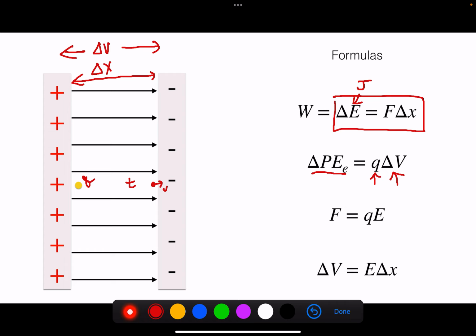Another formula that we might use, be careful, is electric field. This is in newtons per coulomb. This will be the charge. And this will be how much force the charge feels when it's between those plates. Finally, the change in voltage, electric field again, distance between the plates. All right, so don't get confused between the change in energy and electric field. That's why oftentimes W will be used for change in energy, and we call that work.